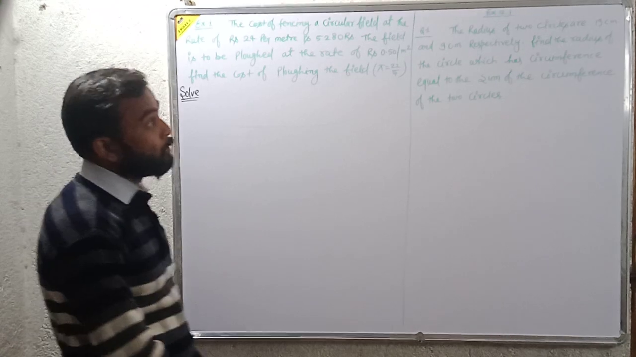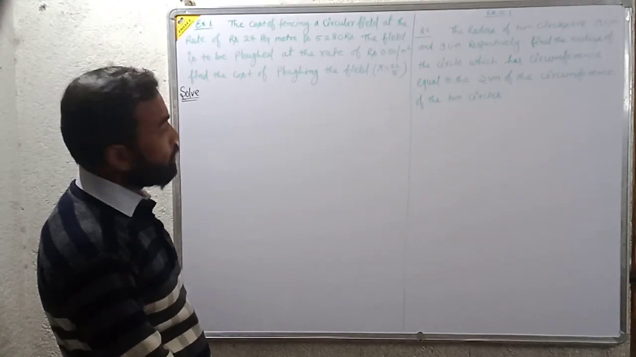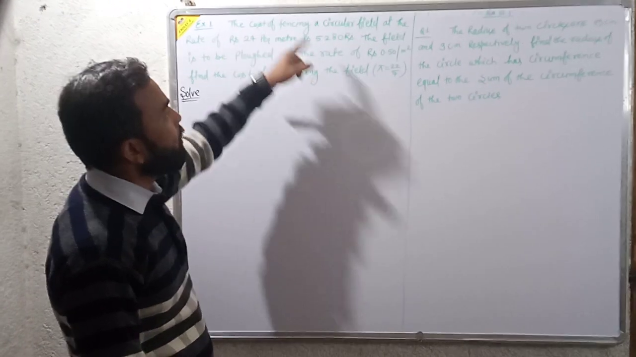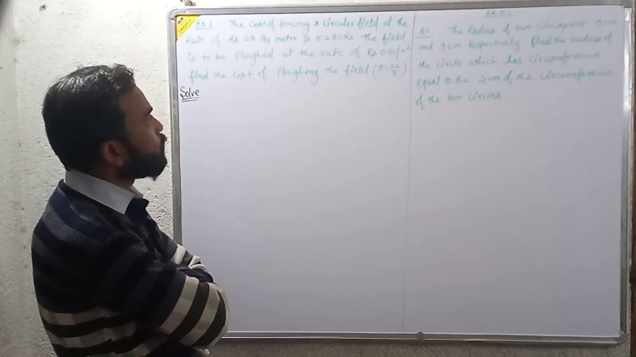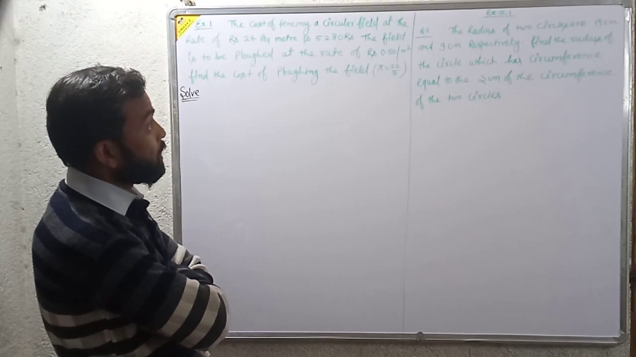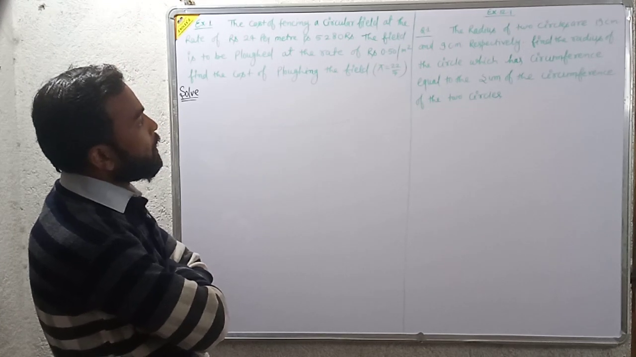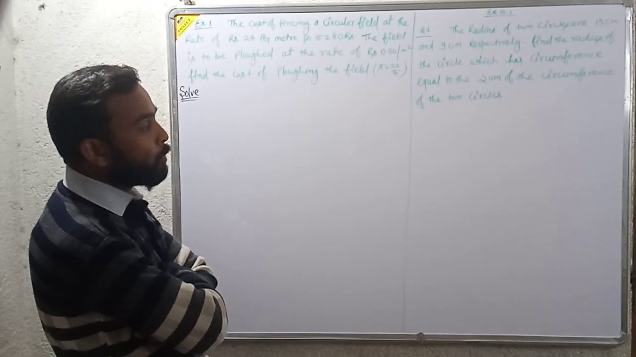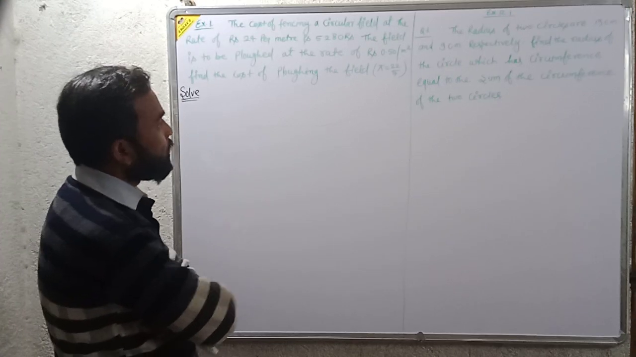Now we have to solve chapter 12, example number 1, question number 1. The cost of fencing of a circular field at the rate of rupees 24 per meter is 5280 rupees. The field is to be ploughed at the rate of rupees 0.50 per meter square. Find the cost of the ploughing.